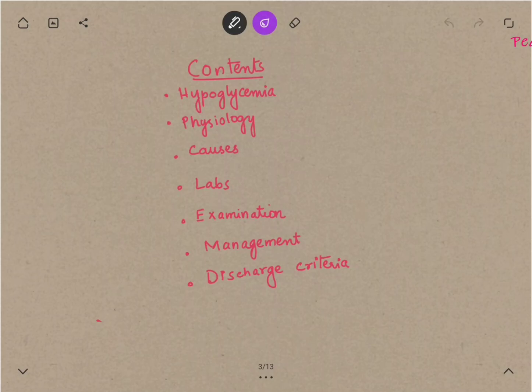We'll first discuss what hypoglycemia is, a brief physiology, different causes in neonates, some lab investigations which can help us, and on examination some typical findings which need not be missed. And at the end we will be discussing management guidelines and discharge criteria.